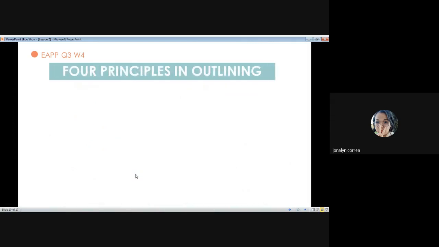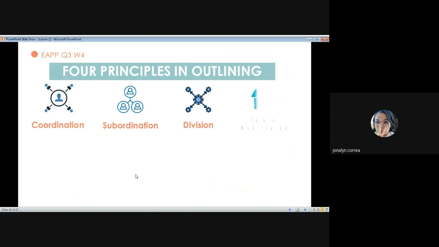So we have also four principles of outlining. In outlining, so first is the coordination, subordination is the next, division, and parallel construction. So what are these? So let us define them one by one.